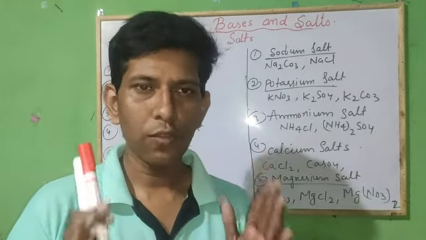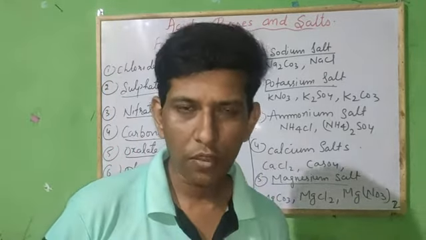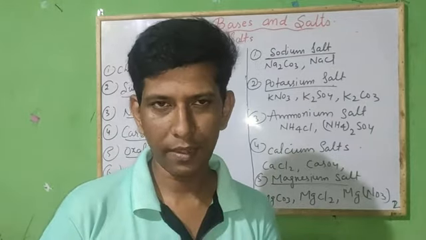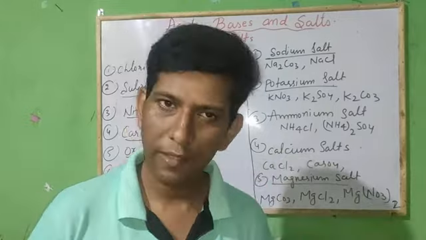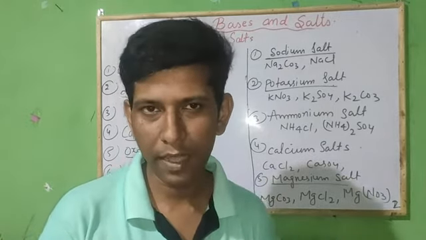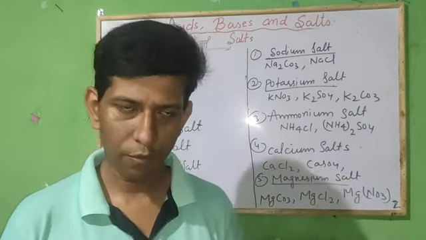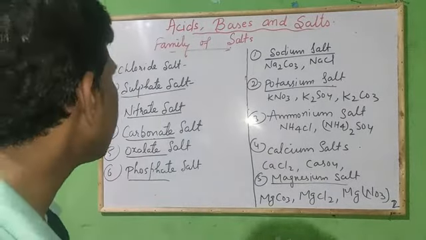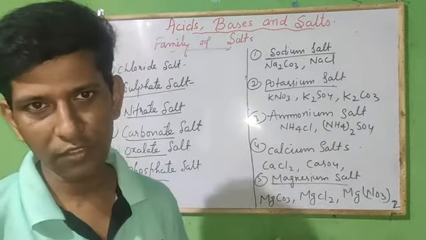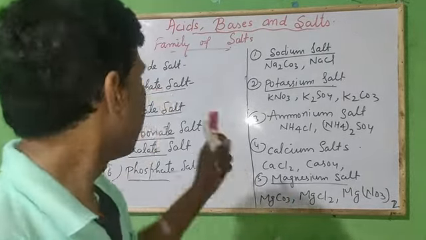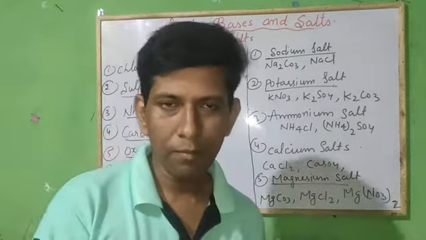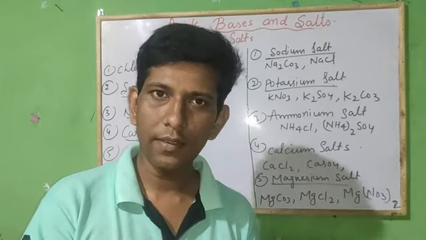Clear? So the family of salt is totally based on the same cation or the same anion. I mean to say that different salts with the same cation belong to the same family, or if they have the same anion, definitely they belong to the same family. Here you can see we have done the classification based on acid and based on base. It means that if any base reacts with the same acid, they come under the same family.